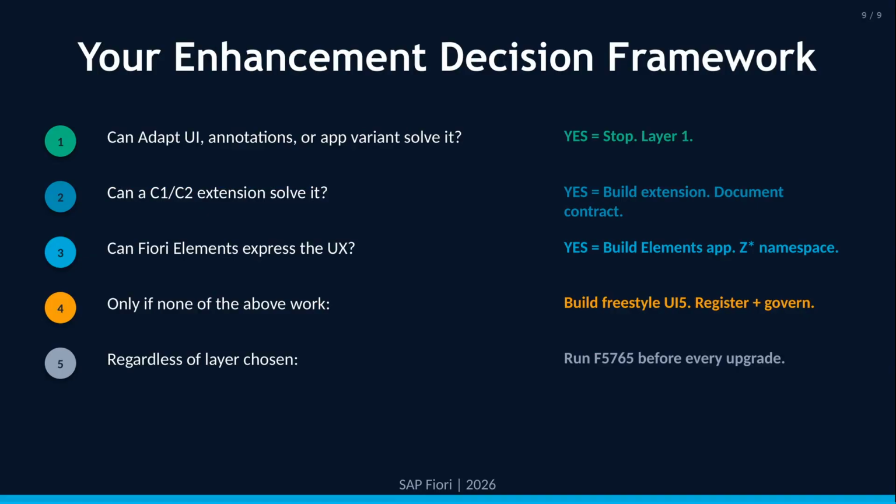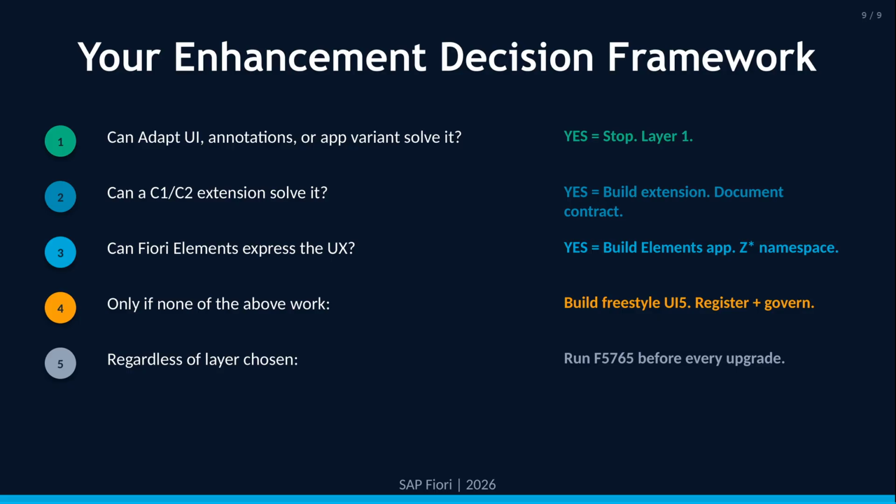Here is your decision framework. When a new requirement arrives, ask 3 questions in order. First, can I achieve this with Adapt UI, annotations, or an app variant? If yes, stop there. You are in the safest layer. Second, can I achieve this with a controller extension, a BADI, or a custom CDS view at contract level 1 or 2? If yes, build the extension and document the contract level.